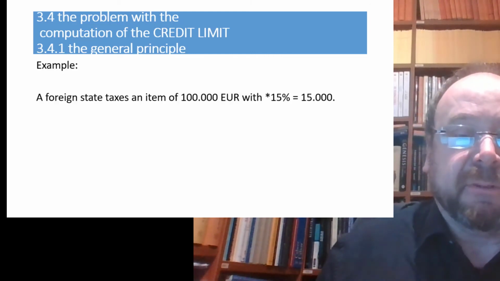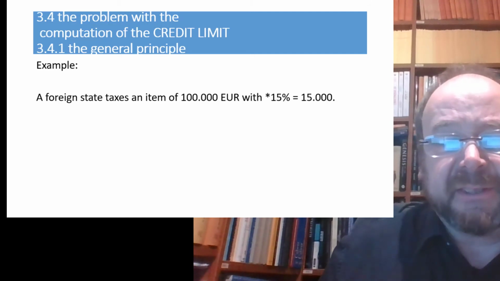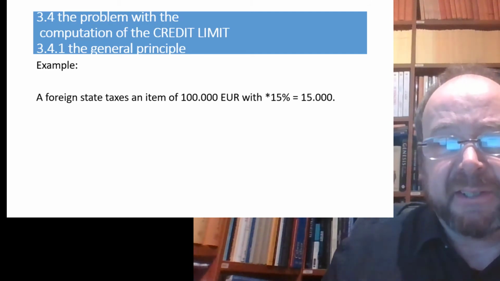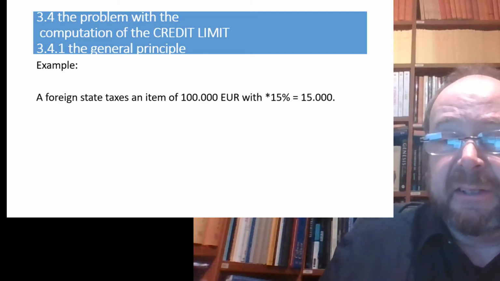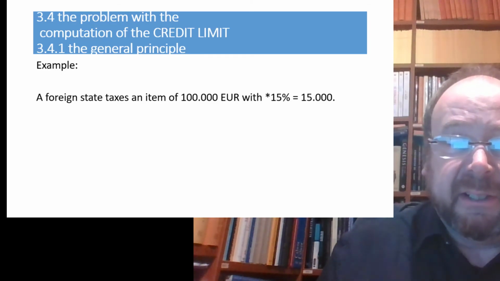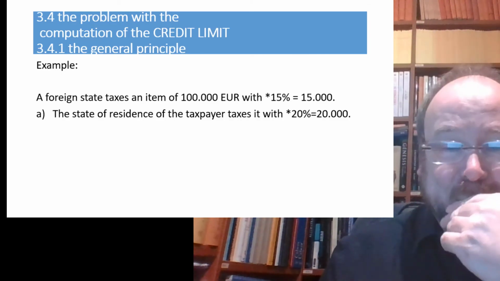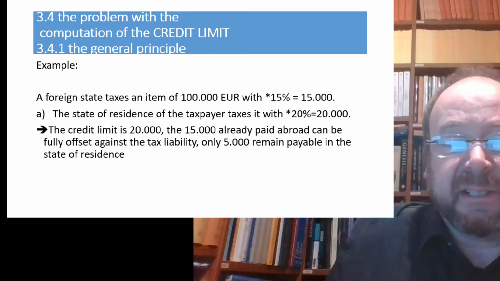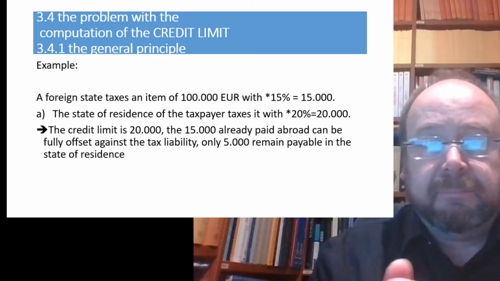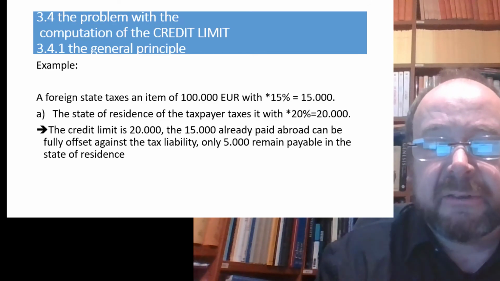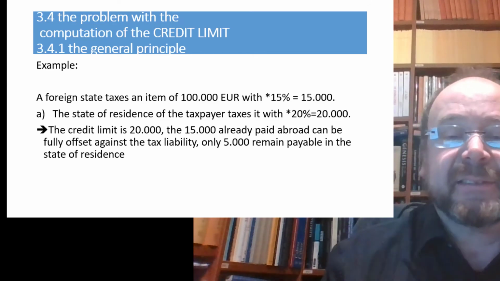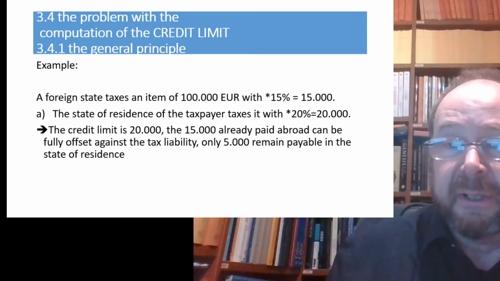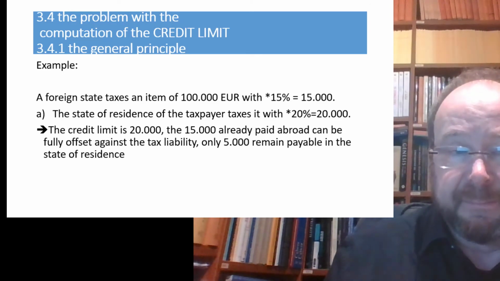So, to have an example, if a foreign state taxes an item of 100,000 with 15%, then you pay 15,000 there. If your own state of residence wants 20%, that's 20,000. So the credit limit is 20,000. You can credit the foreign tax against it, so only 5,000 remain payable in your state of residence.